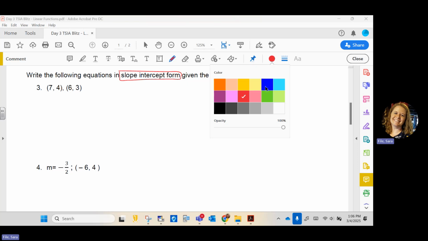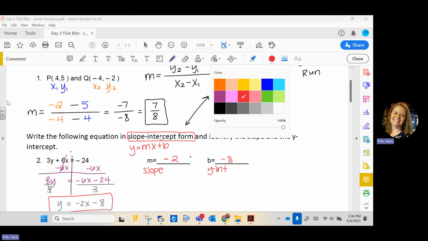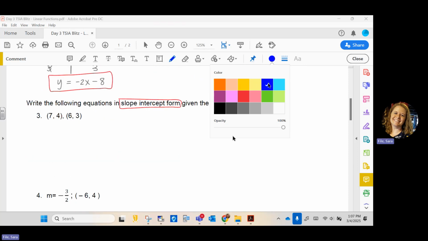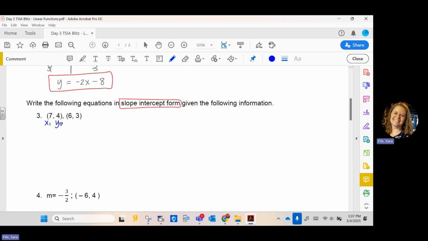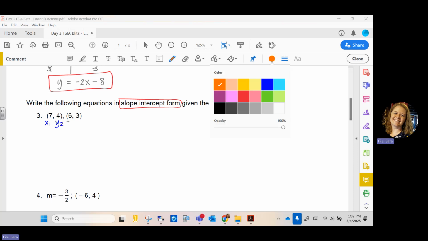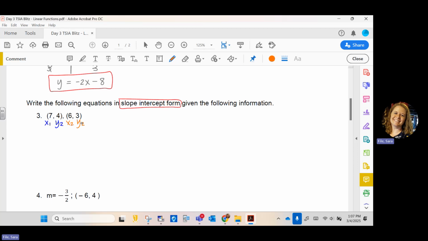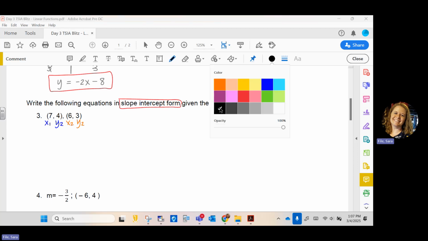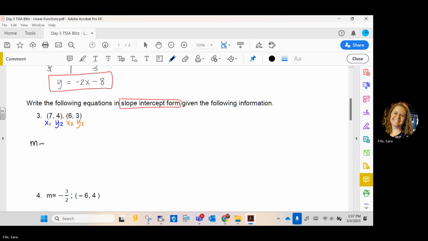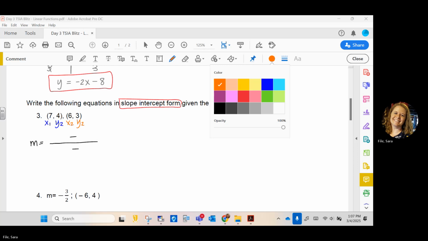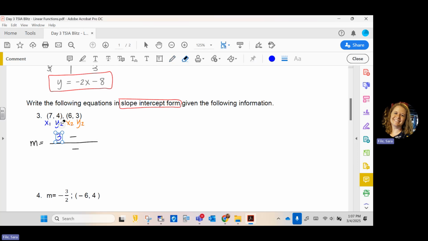Use slope formula. I'm going to label my x1, y1, x2, y2, just like I did up here. Okay, so my x1 is the 7, my y1 is the 4, my x2 is the 6, and my y2 is the 3. Now in slope formula, remember there's a minus sign, and it's y2 minus y1. Oh, I accidentally put y2 on 2 of those. That's supposed to be a y1. I think I said y1 and then didn't write it.